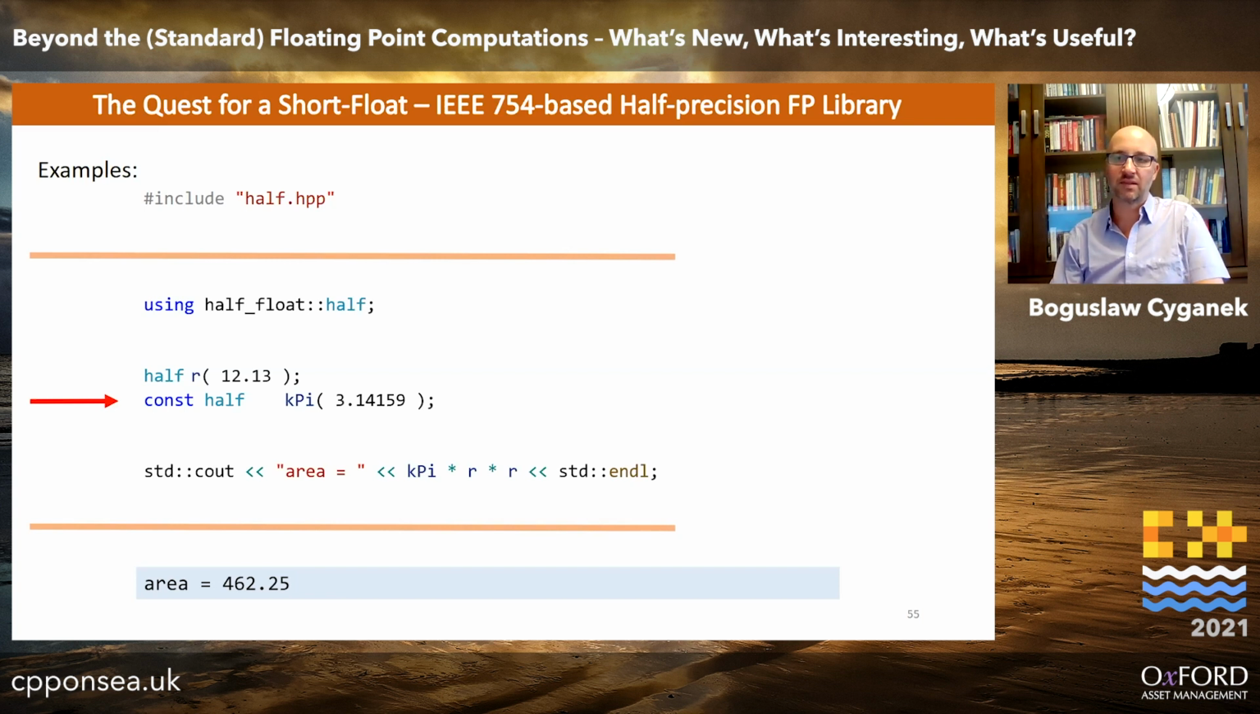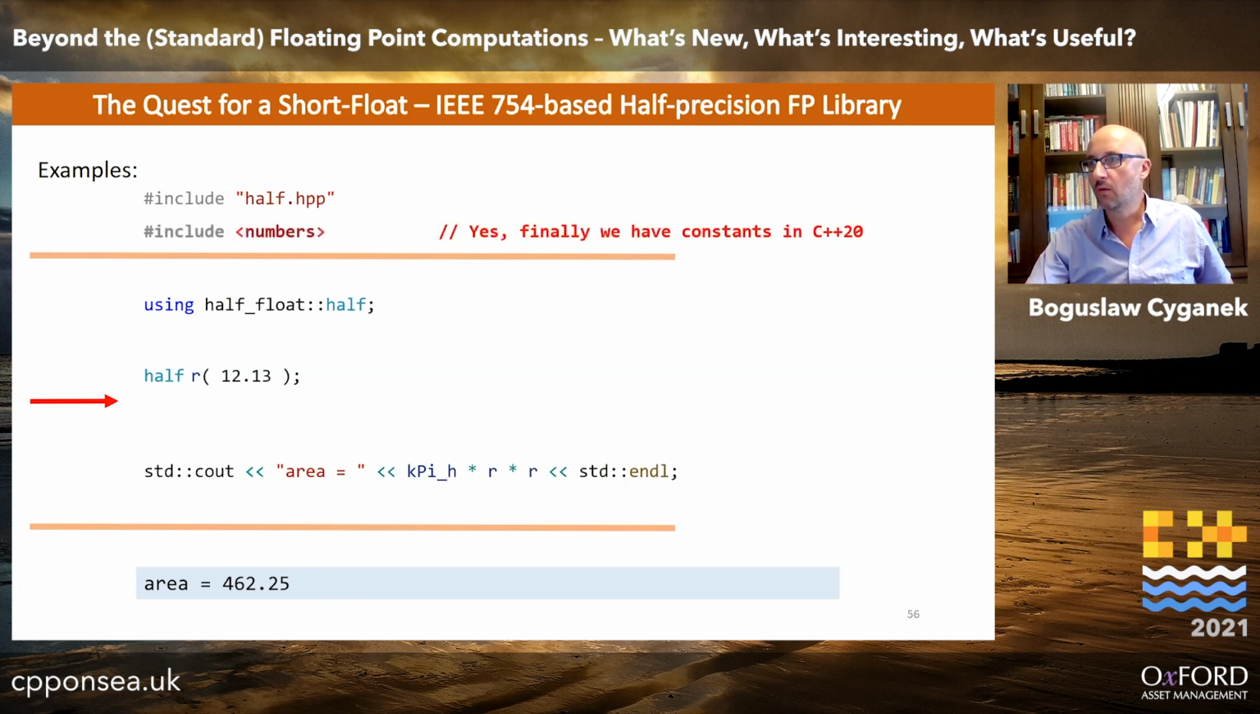Well, here we see that we convert. We use the converting constructors to convert from doubles or floats. It's also possible, and this constant doesn't look nice. So fortunately, we finally have constants in C++20. For this purpose, we need to #include <numbers>, and then we can at least try to write something like std::numbers::pi_v for the half type.